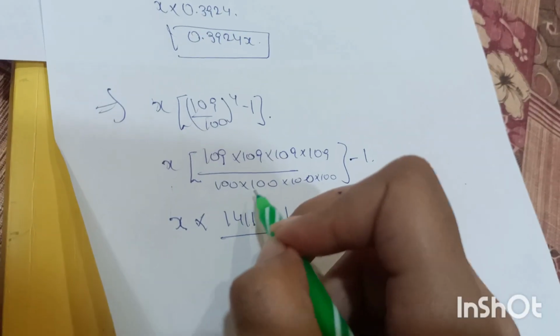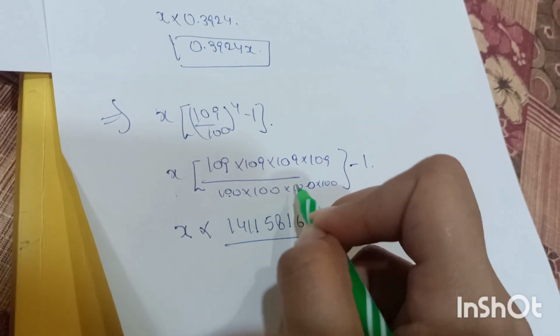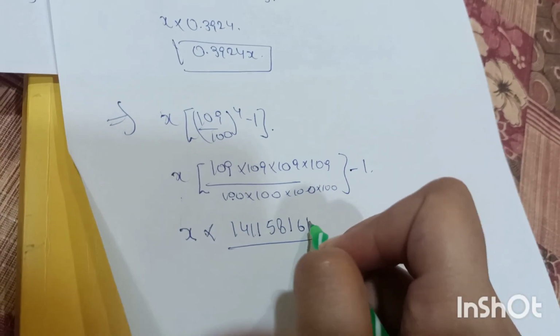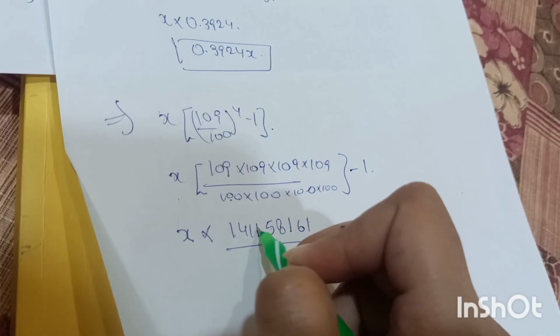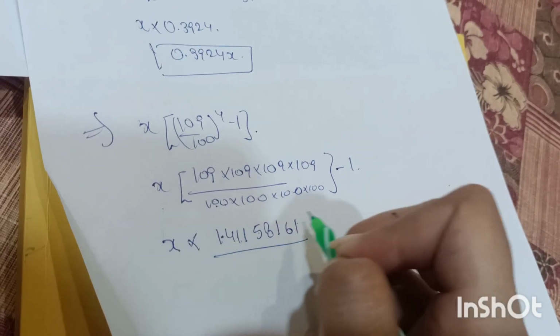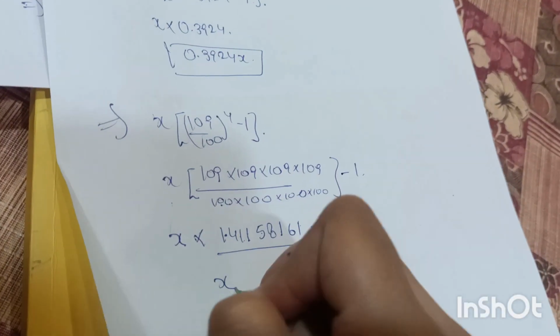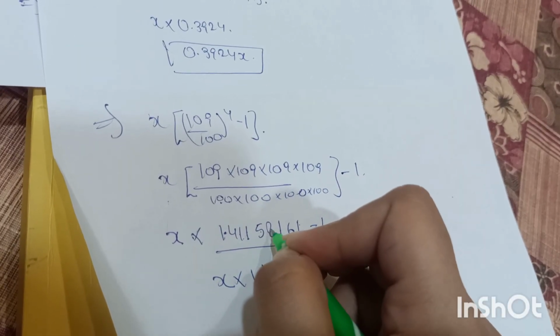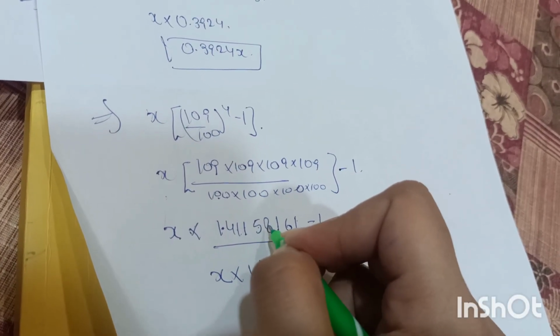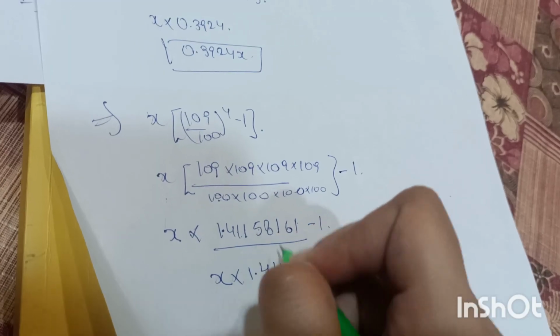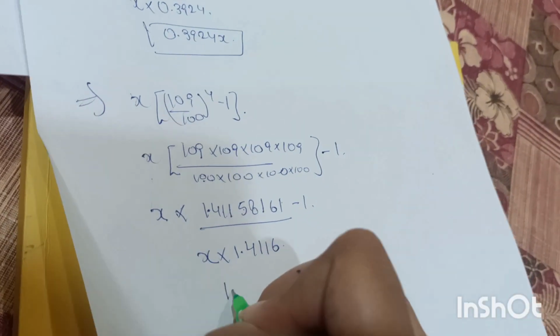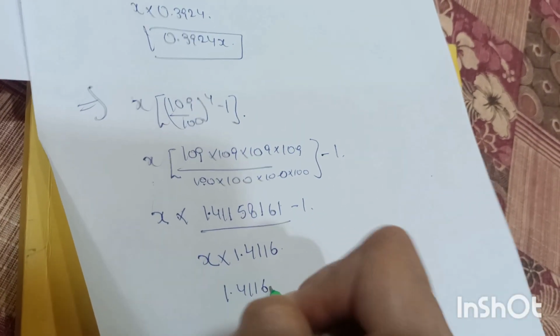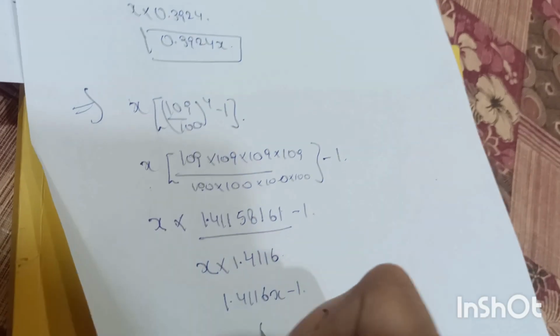When you solve this out, you will get the value as upon, you can see how many zeros there are: 1, 2, 3, 4, 5, 6, 7, 8. And minus 1. So x into 1.411. Over here you can see the digit is more than 5, so we have to convert it. It will become 6. So you can write 1.1166x minus 1. So we'll get this value.